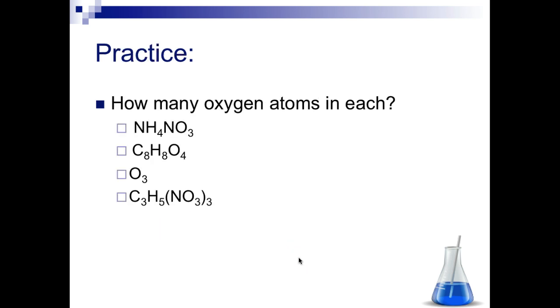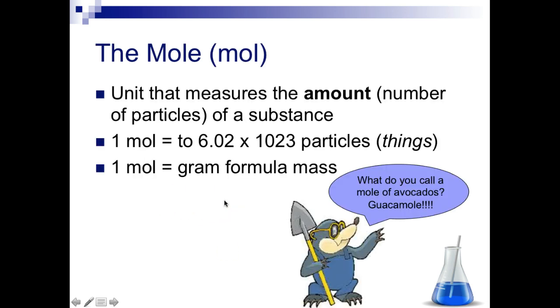So now let's look. How many oxygen atoms are in each? So pause and see if you can remember how to do this. Great, welcome back. Now let's look at NH4NO3. How many oxygens are in that molecule? There's 3. 3 O's. In C8H8O4, how many oxygen atoms are there? There's 4. In O3, ozone, how many oxygen atoms are there? There's 3. And in this equation, C3H5N3O9, there are 9.